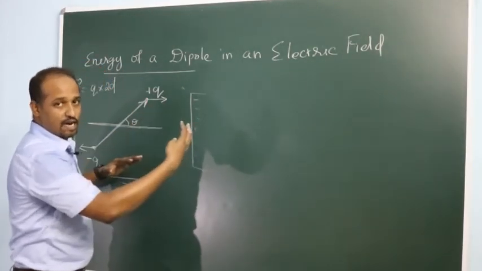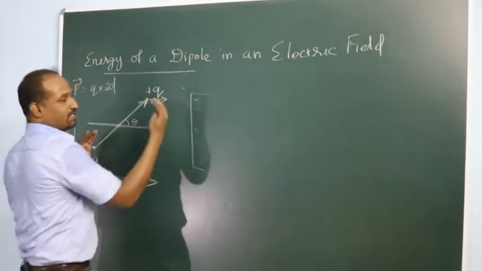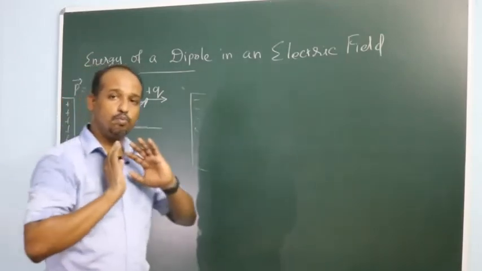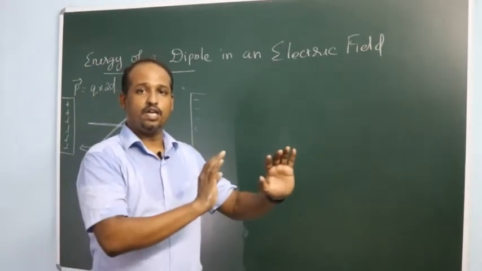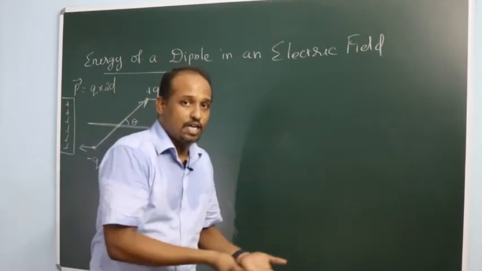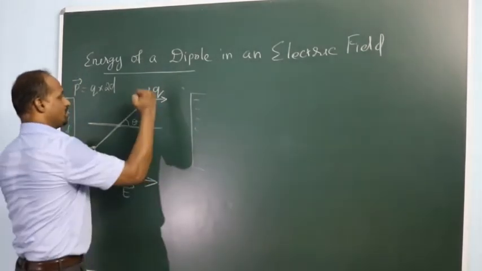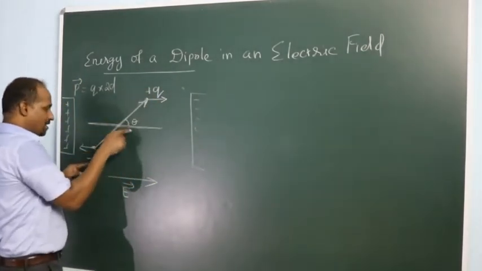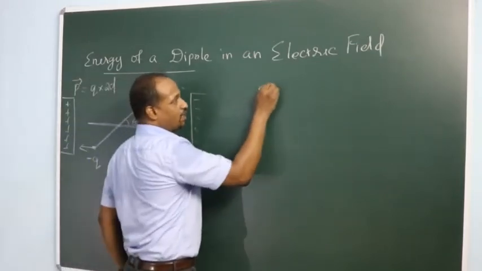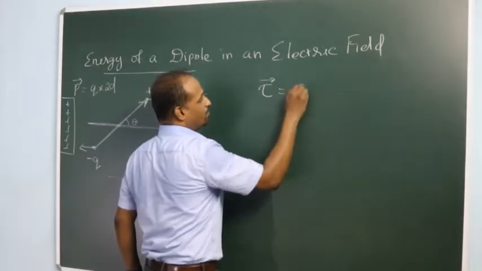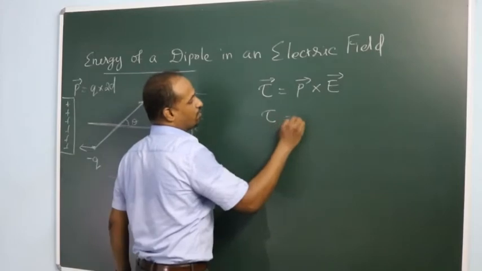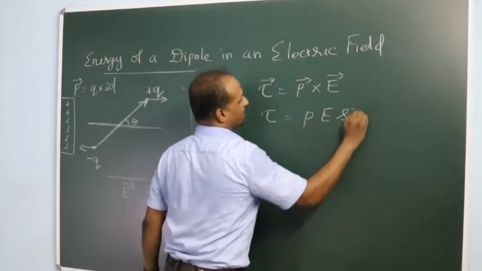Already force is on this side. If external forces are acting on this dipole to rotate it, it's an external torque. In order to produce translatory motion, you need to apply force. In order to produce rotatory motion, you need to apply torque. If the angle is theta and the dipole moment is p, in the last section we derived that the torque acting on a dipole is P cross E. The magnitude of the torque is PE sin theta.